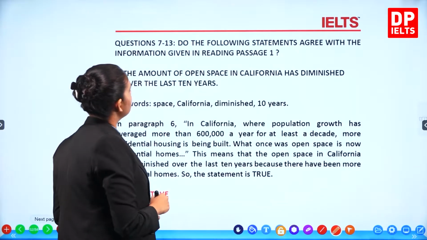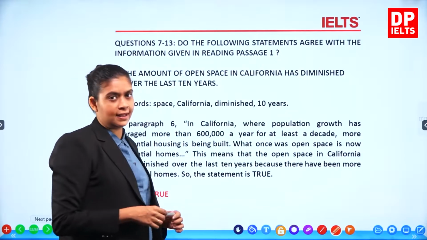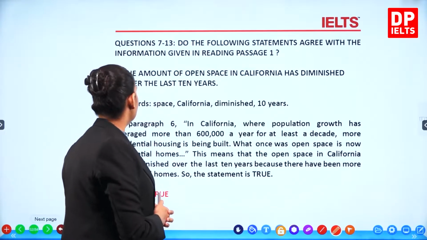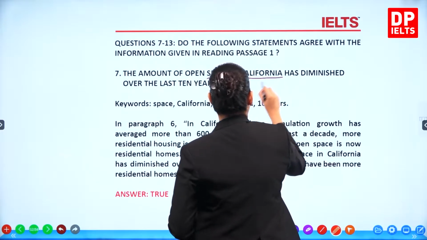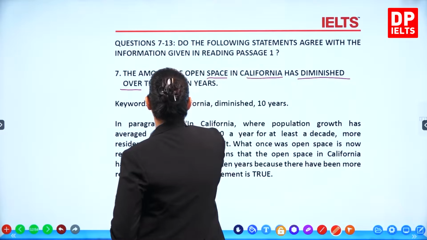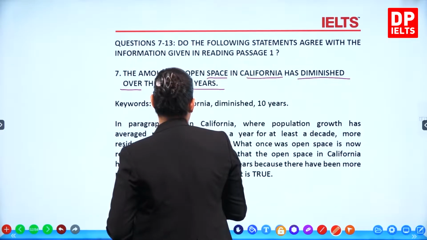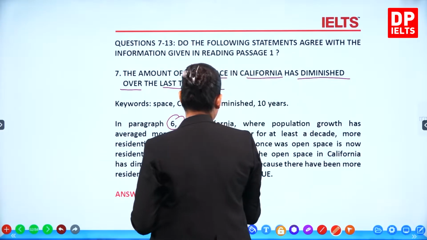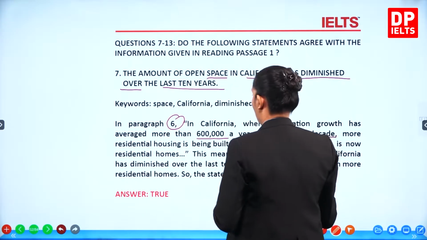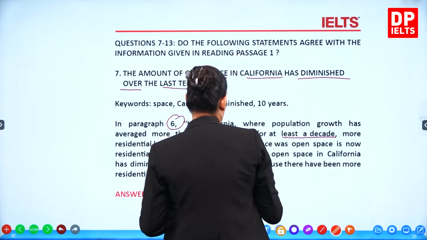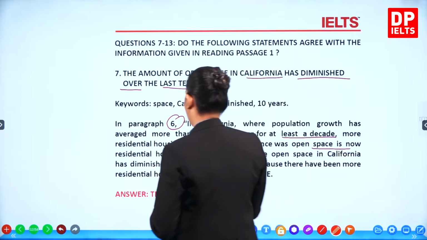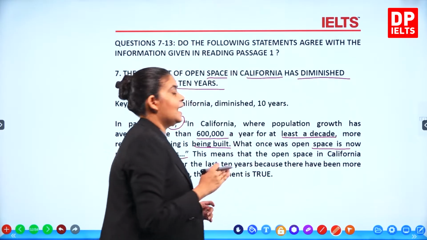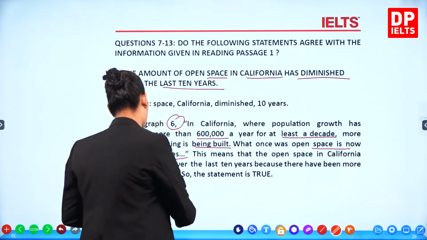Right. Question number 7 to 13. Do the following statements agree with the information given in the reading passage? Yes, no, or not given. Okay. The amount of space in California has diminished over the last 10 years. Go to paragraph 6. In California, where population growth has averaged more than 600,000 a year for at least a decade, more residential housing is being built. What once was open space is now residential homes. So the amount of open space in California has reduced. Yes, it has reduced because they are building more and more buildings, and the answer is true.